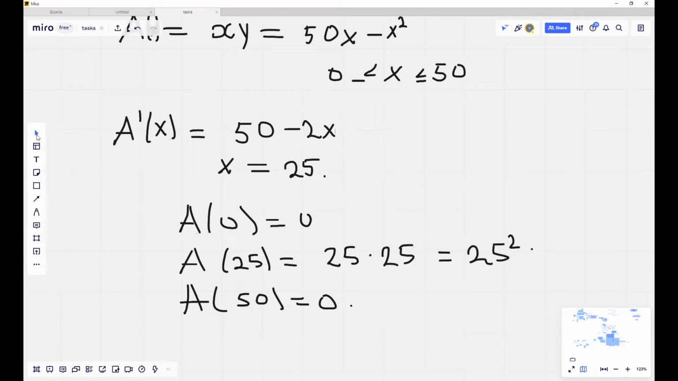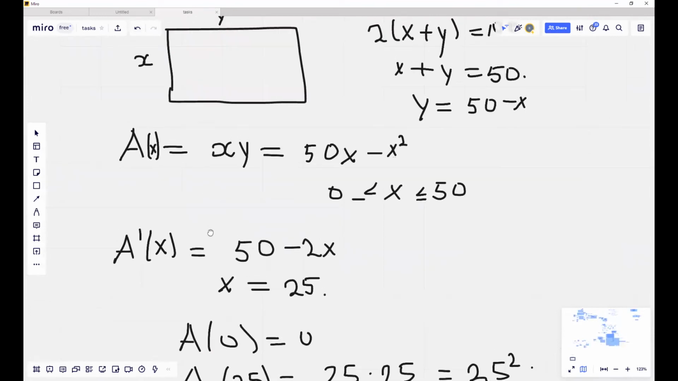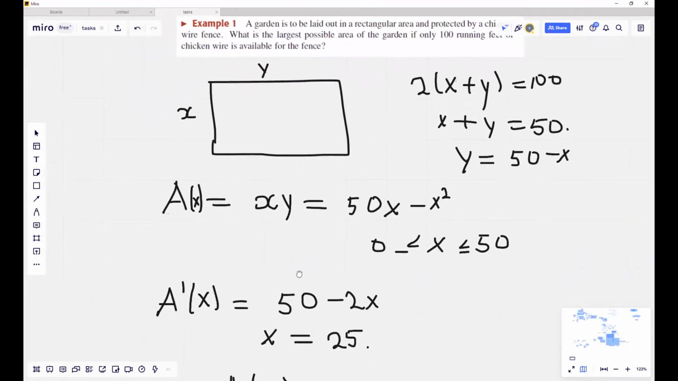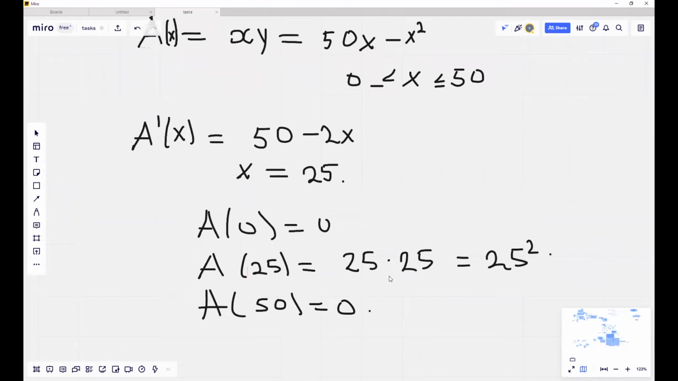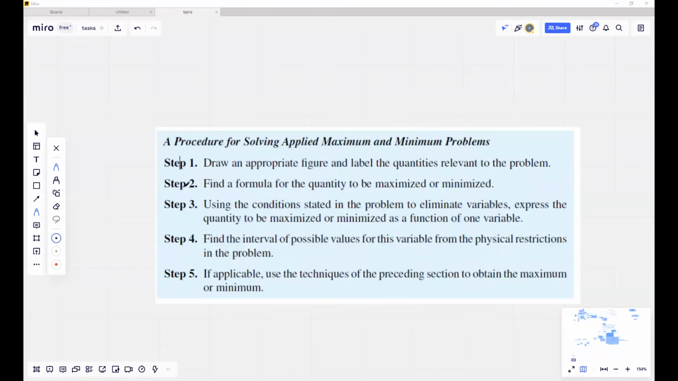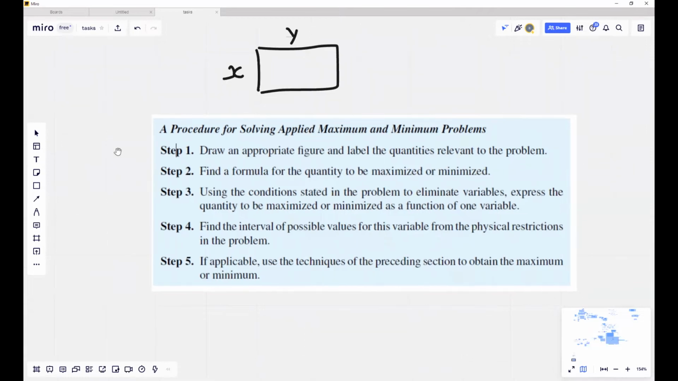Okay, so the steps that we did in this problem will be similar for all other problems. Let's take a look at those steps and specify them. All right, so the steps you need to take to solve applied optimization problems. First one is to draw an appropriate figure and label the quantities relevant to the problem. As we did before, we modeled our problem by drawing a plot of the rectangular garden, and then we gave names for our parameters. Those were the side lengths of our rectangle.